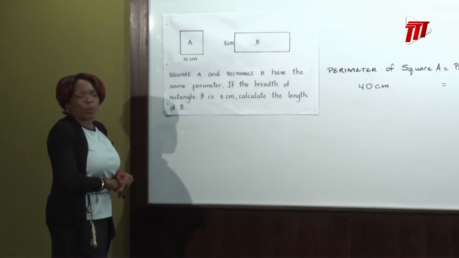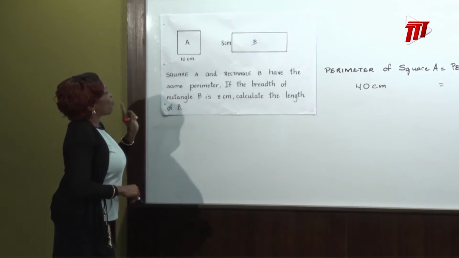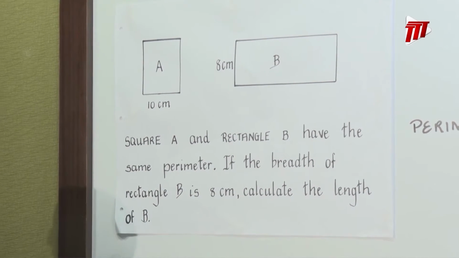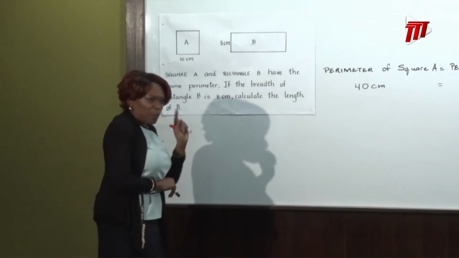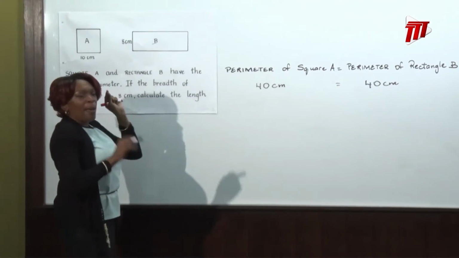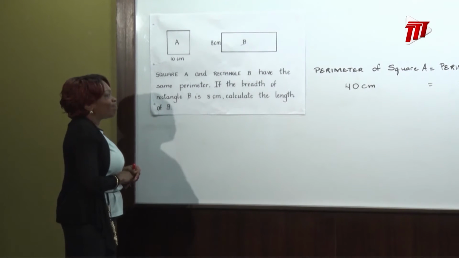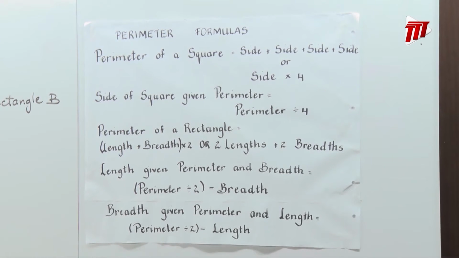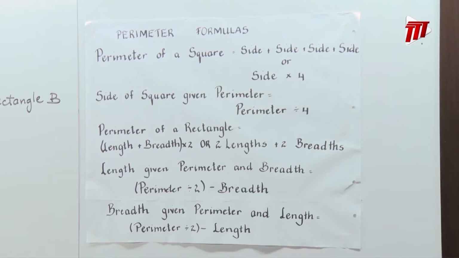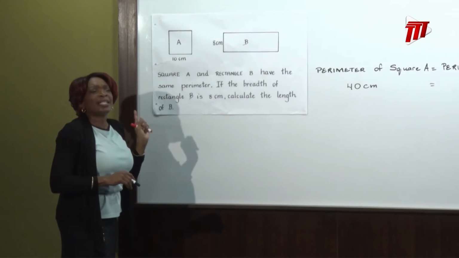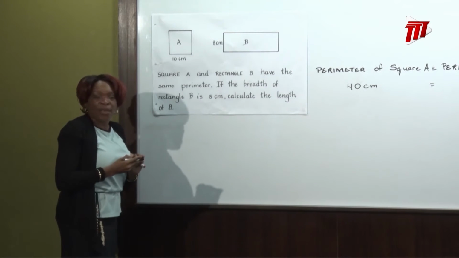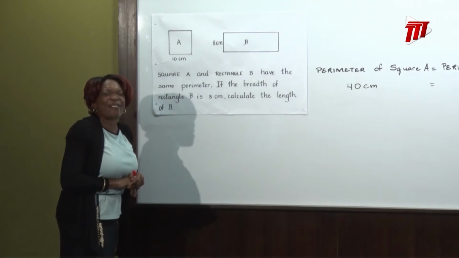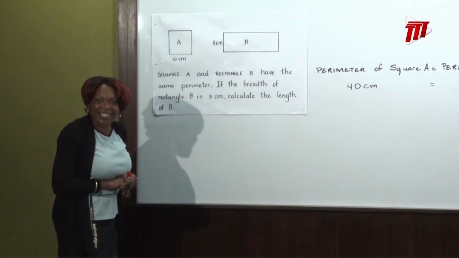Let's go to the end of the question now. If the breadth of rectangle B is 8 centimeters, calculate the length of B. I'm thinking of a formula. You want to check the formula chart? Which dimension is missing? Calculate the length. The length is missing because we are given the breadth. What is the breadth? 8 centimeters. Are you seeing it, children? So the breadth is 8 centimeters. What can we do with the 8 centimeters being the breadth and the 40 centimeters being the perimeter to determine the length of rectangle B? Are you seeing it? Yes.